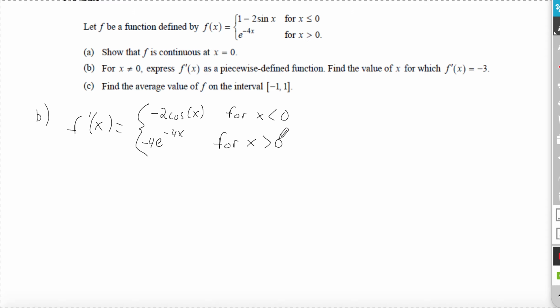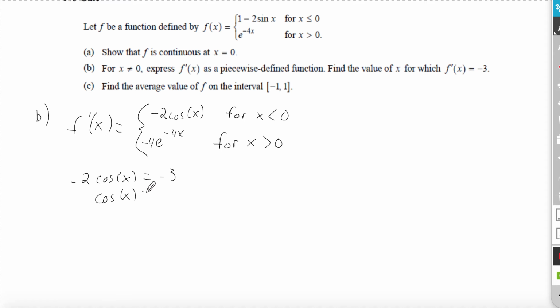4x is greater than 0. So there we go. We express f prime as a piecewise defined function. Find the value of x for which f prime, the derivative, is negative 3. Well, let's see. Is negative 2 cosine of x ever going to be negative 3? Is there a place where that would happen? No, there's not. And if we want to, we can say, well, how do we know that?